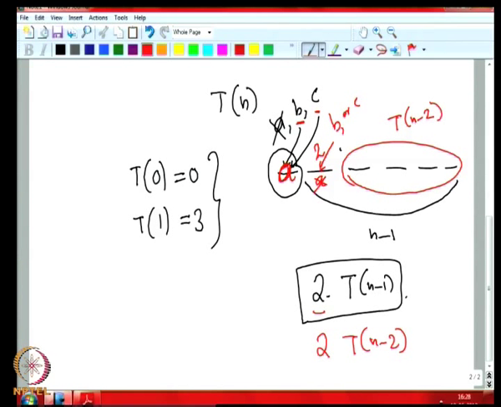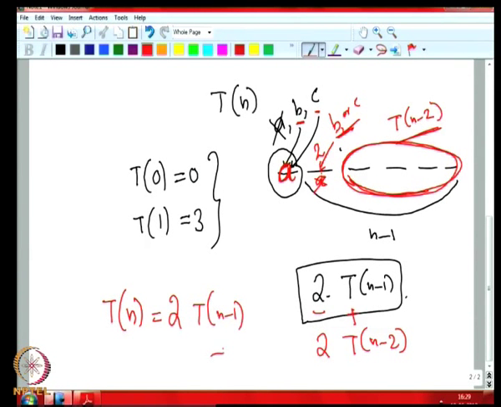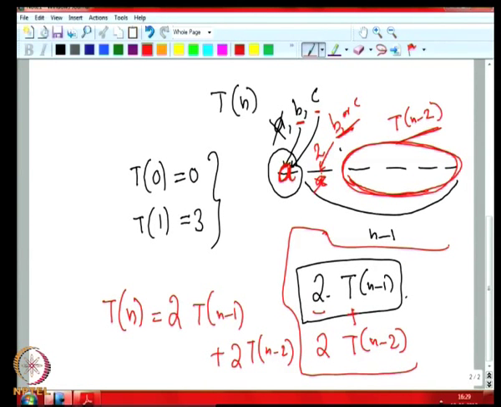So once you fix A here, here we have 2 choices only, 3 choices are not there, B or C, but for each choice we have T of n minus 2 ways to fill this portion. So that is this plus this. So we get T of n equal to 2 times T of n minus 1 plus 2 times T of n minus 2. This is the recurrence relation which is coming from here.